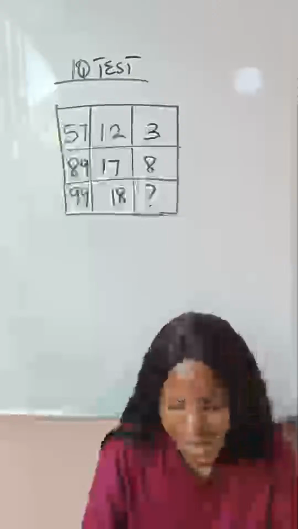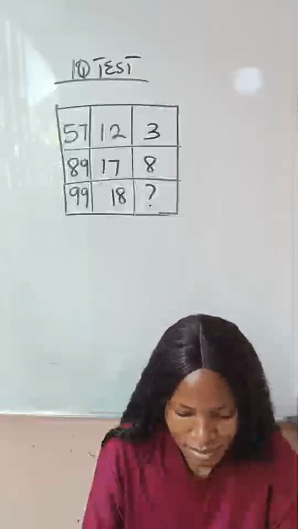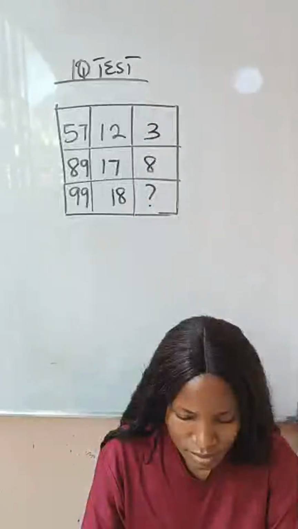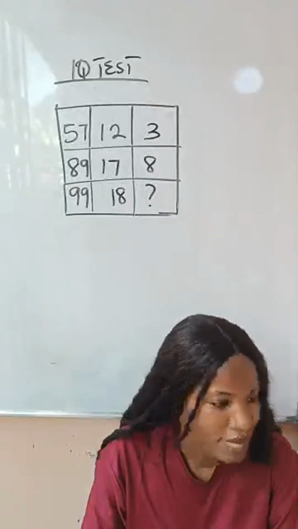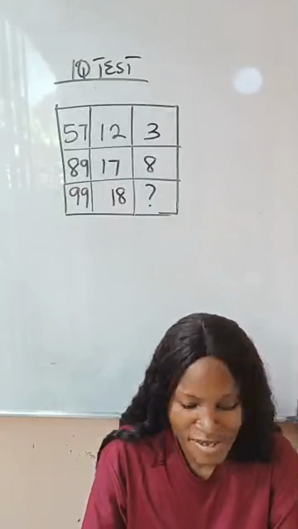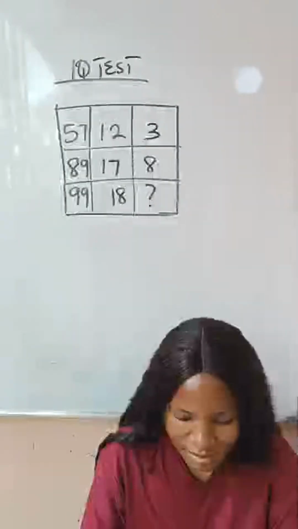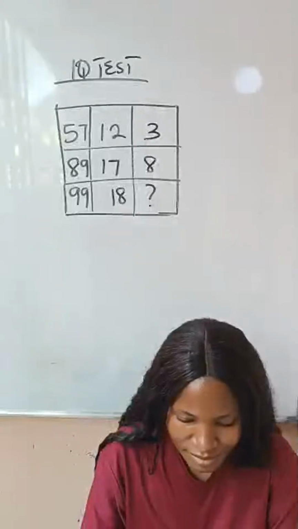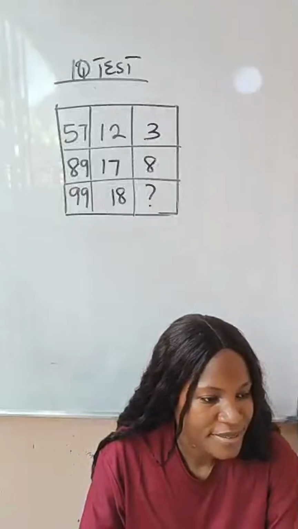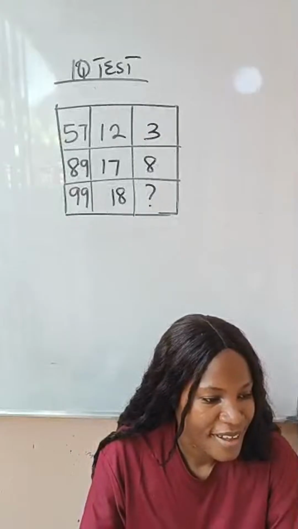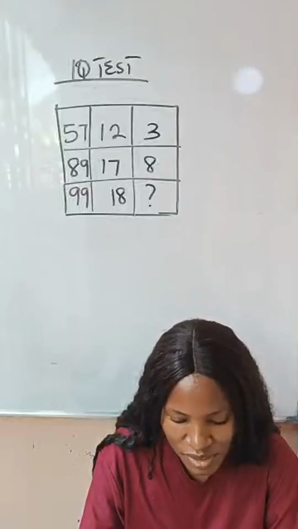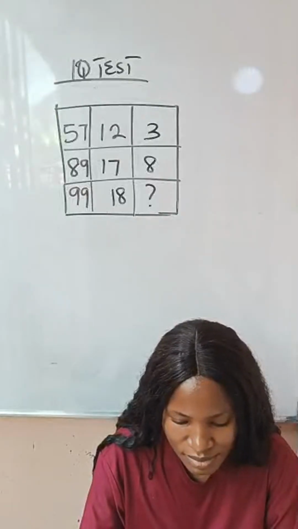I'm seeing 9999. Okay. So what is the missing number? What is the missing number? I need more solutions. I will definitely tell you what it is.